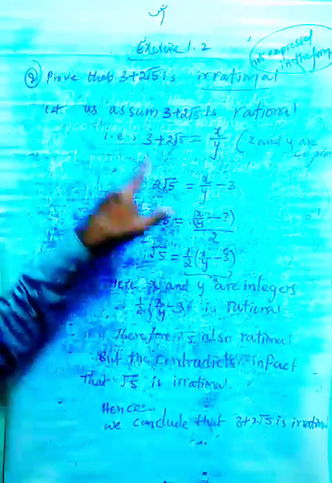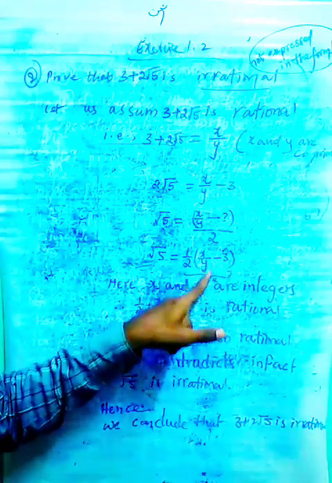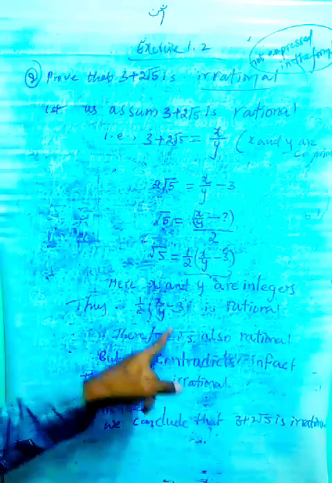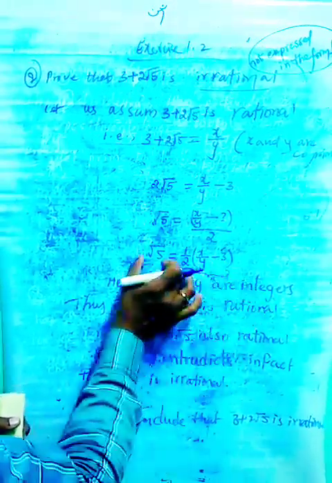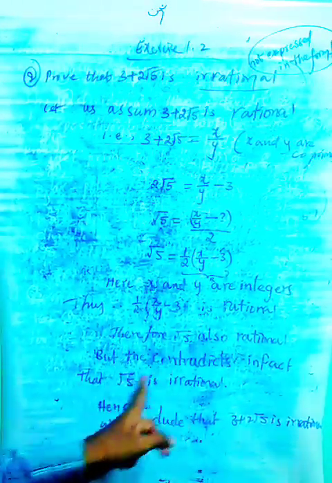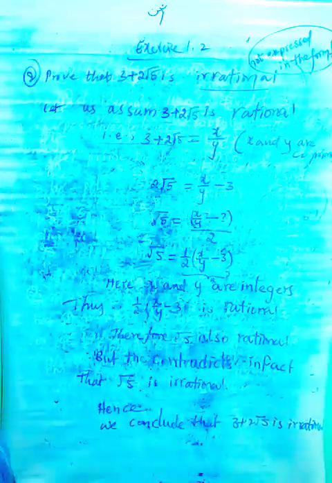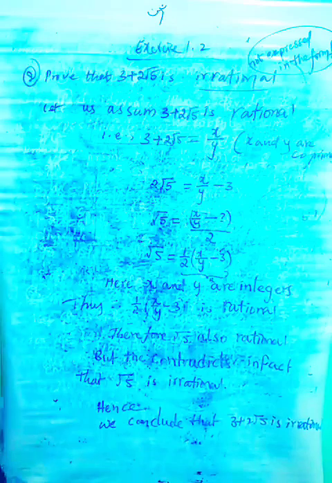See here, clearly observe: 2 root 5 is equal to x by y minus 3, and the 2 goes to give 1 by 2. Since x and y are integers, 1 by 2 times x by y minus 3 is rational. Therefore root 5 is also rational. But this contradicts the fact that we already proved root 5 is irrational. So our assumption is wrong: we assumed it is rational, but it is irrational.